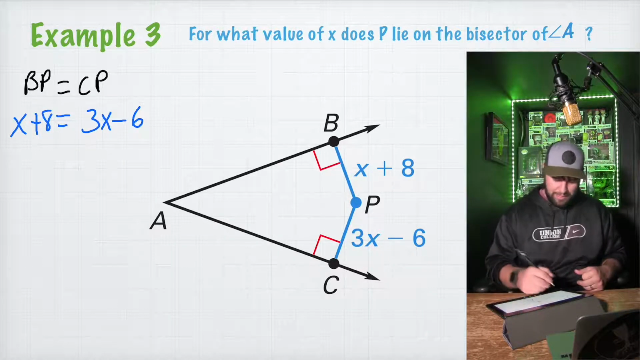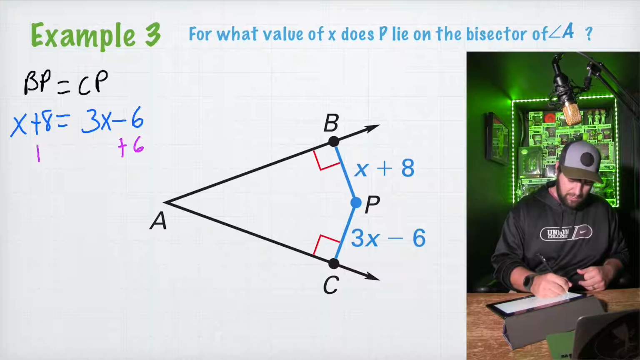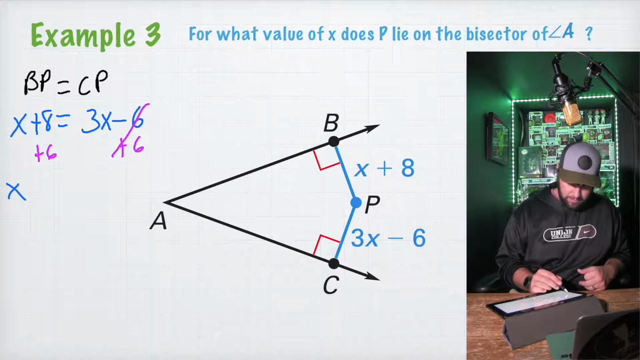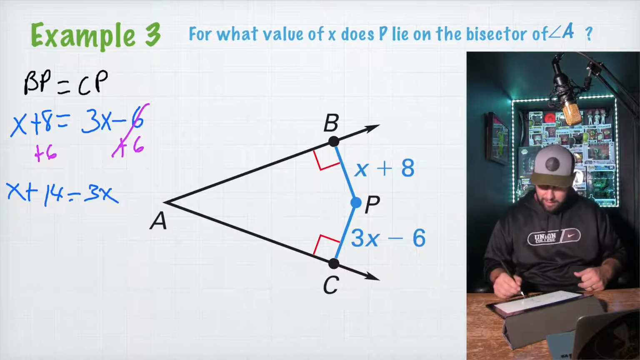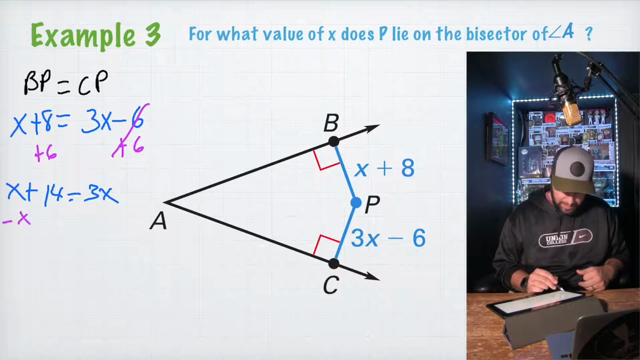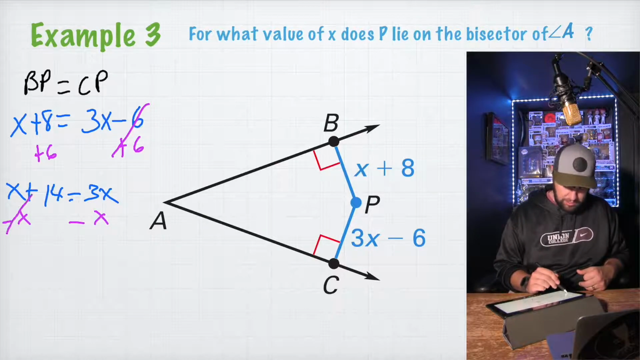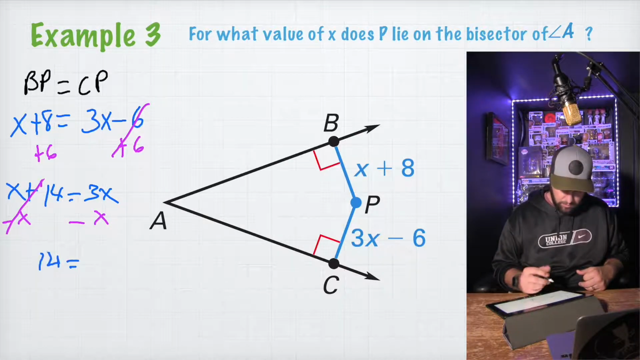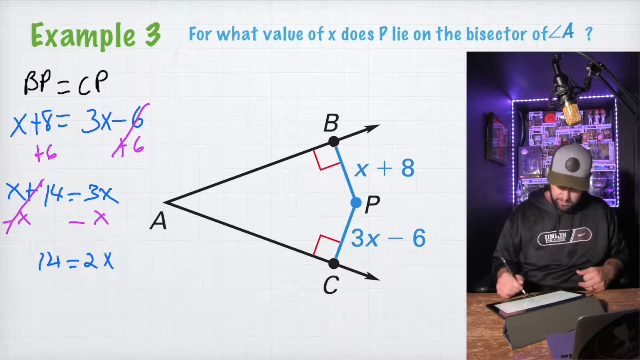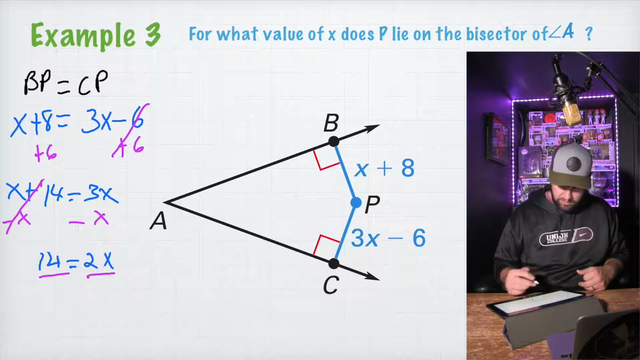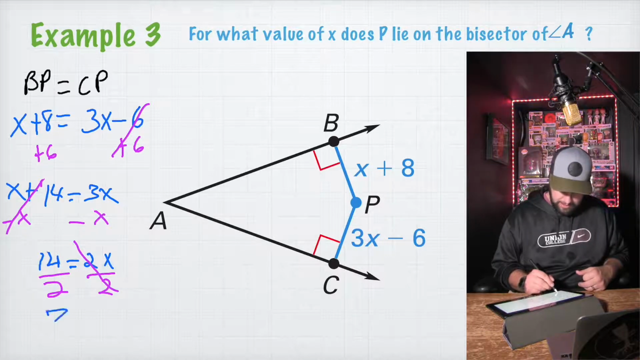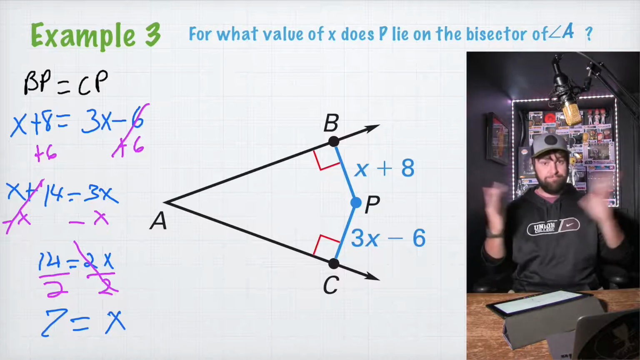So I'm going to say let's add 6 to each side of the equation. These 6's cancel out. X plus 14 equals 3x. Now, let's go ahead and subtract an x from each side of the equation. These x's cancel out. 14 equals 2x. Lastly, to finish solving for x, we just divide by 2. These 2's cancel out, and 7 equals x.